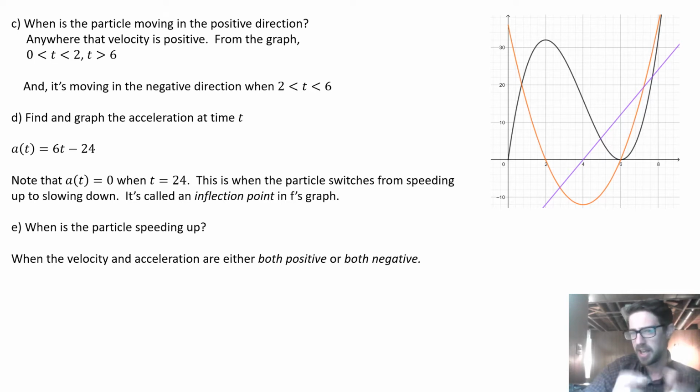So you have to use the two graphs. You can't just say, okay, when acceleration is positive, it's speeding up, and when acceleration is negative, it's slowing down. That's not how it works. Velocity and acceleration need to be going in the same direction.